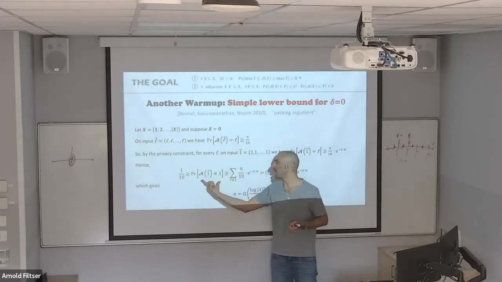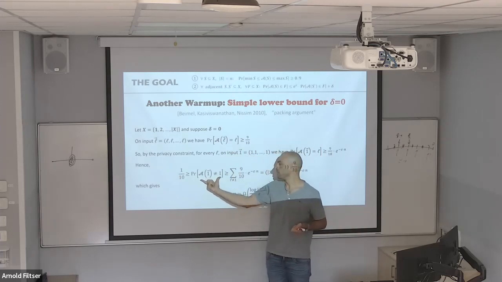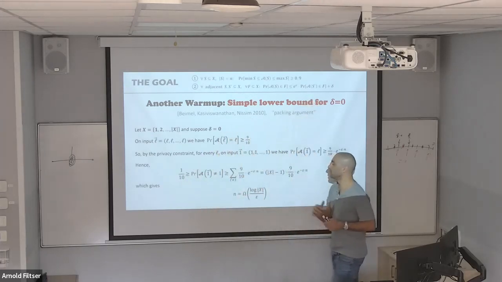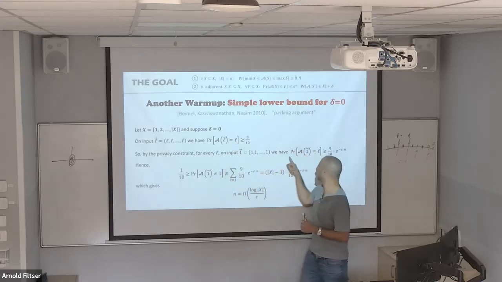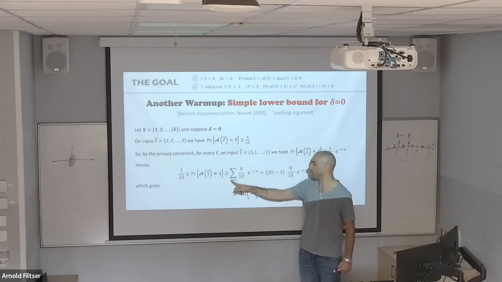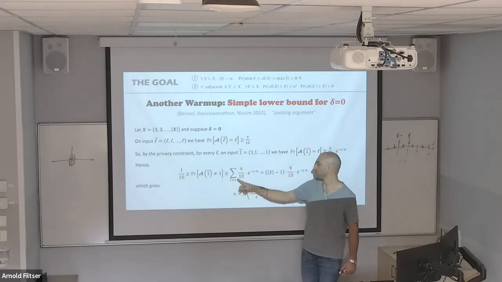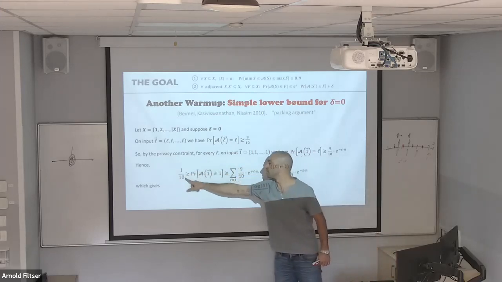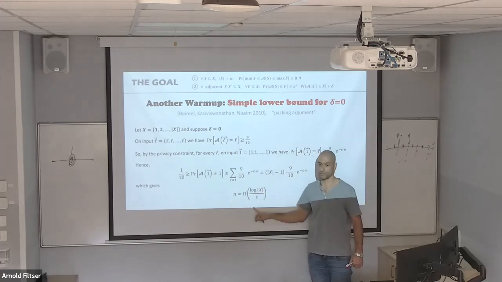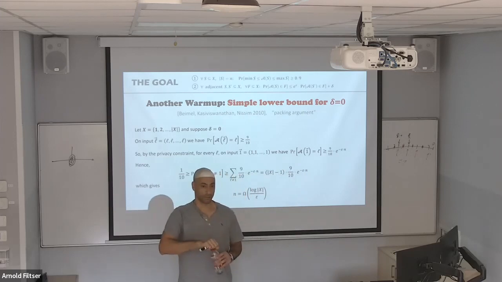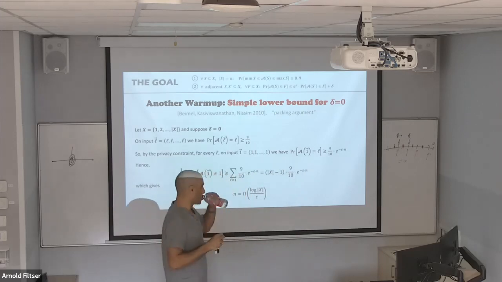So if I run my algorithm on the all ones data set, what's the probability of it failing? On the one hand, it's at most 1/10 by the utility constraint. On the other hand, from this line, it's at least 9/10 times e to the minus epsilon n for every L. There are x minus 1 such L's, and I get this inequality. Solve it for n, and you will get that n is at least log x. Easy?